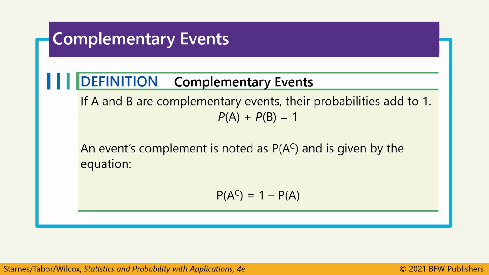2 events are complementary when their probabilities add to 1 and they make up the full sample space of everything that can happen. When we're talking about an event, let's call it event A, noted down here. Its complement would be denoted as A with a C subscript exponent there. And that's given by everything that's not included in event A, and its probability would be 1 minus whatever the probability of A is.